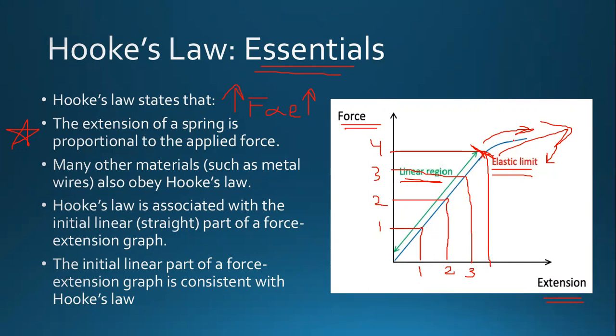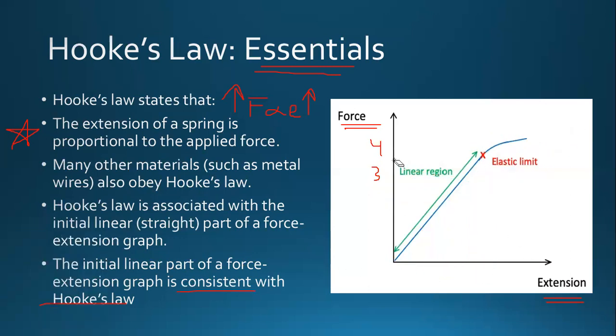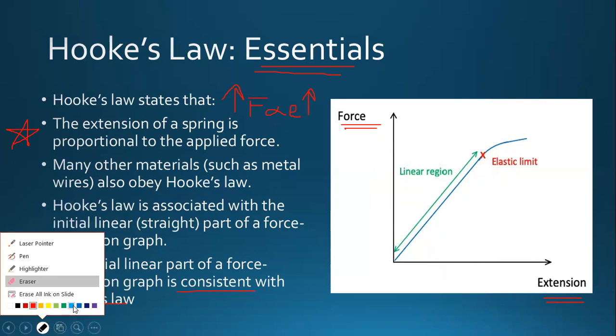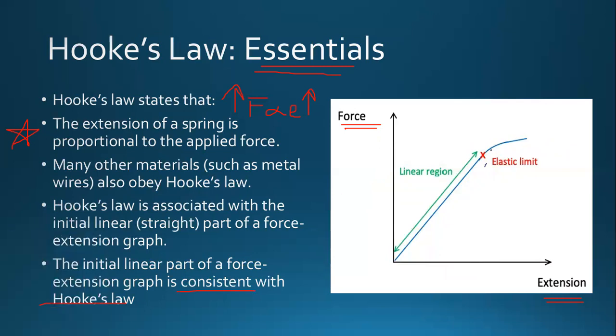Every object has a certain elastic limit. Every spring, every metal wire has its own elastic limit. Everyone has a threshold till which they can be extended. The initial linear part of the force extension graph is consistent with Hooke's law. So which part of the graph would be consistent with Hooke's law? If we study this graph again, which part will agree with Hooke's law? Only the part which is showing a straight line. This part of the graph is the only part which is actually obeying Hooke's law.